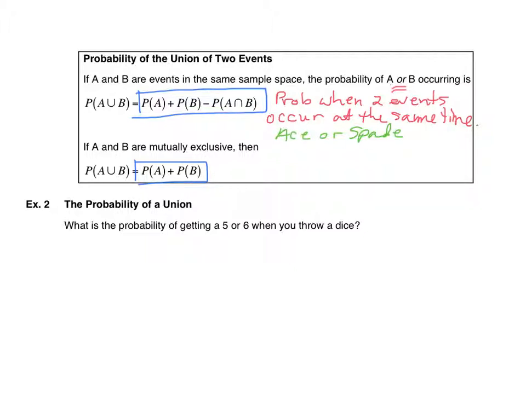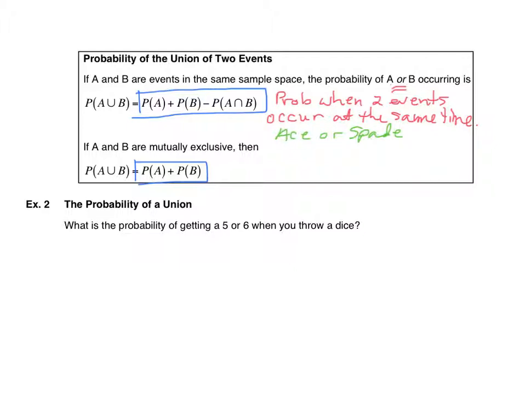So you would take the probability of an ace. How many aces are there in a deck of cards? 4 out of 52. Plus, what's the probability of selecting a spade? 13 out of 52. Minus, how many ace of spades are there in that deck? 1 ace of spades. You'd have to subtract 1 out of 52. And then that would give you a probability. If you could reduce it, then you would.